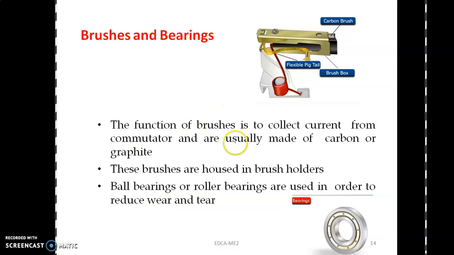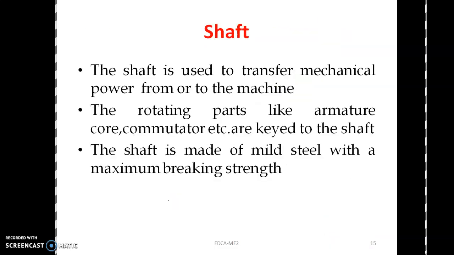Next, brushes. The brushes are mainly made up of carbon. The function of the brushes is to collect the current from the commutator. Then brushes are housed in brush holders. This is a brush. This black color is a carbon brush. That brush connects this to the load, the outer part. Then bearings are there. Bearings are used to reduce wear and tear.